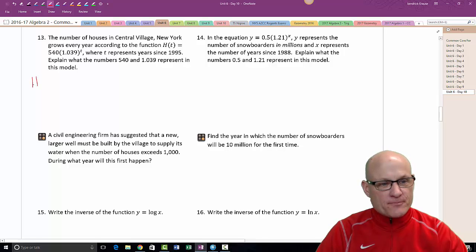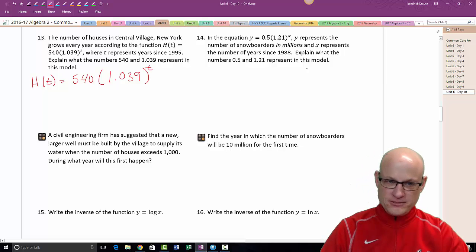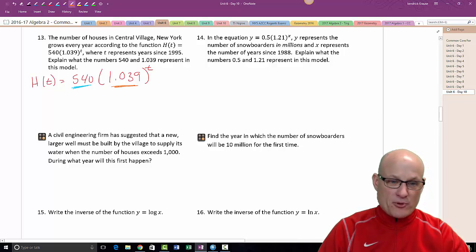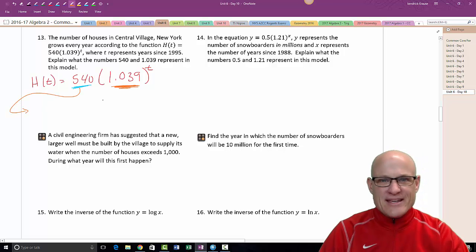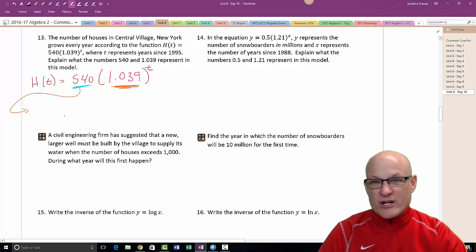So houses over time is equal to 540 times 1.039 to the t. And I said to you, what does the 540 represent? And what does the 1.039 represent? Let's talk about this first. If you don't know what this means by now, really, truly get in and get some help. The number in front is the starting principal or initial amount.